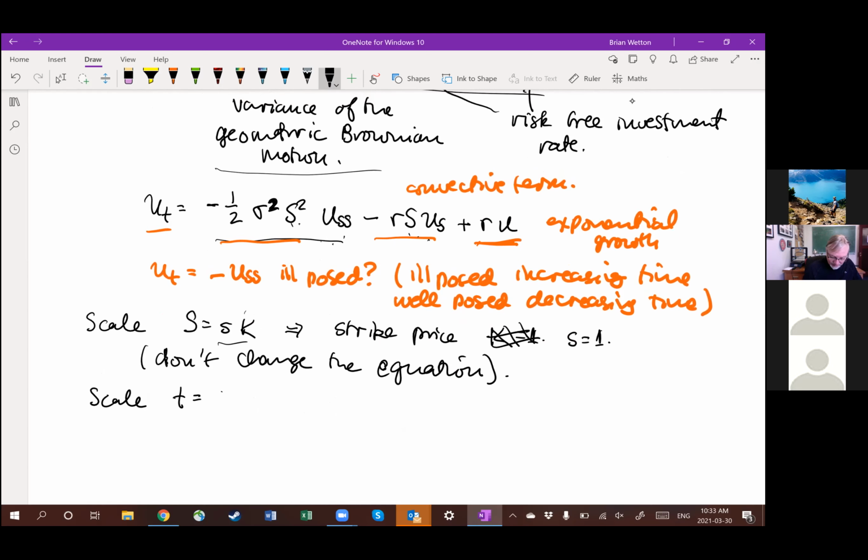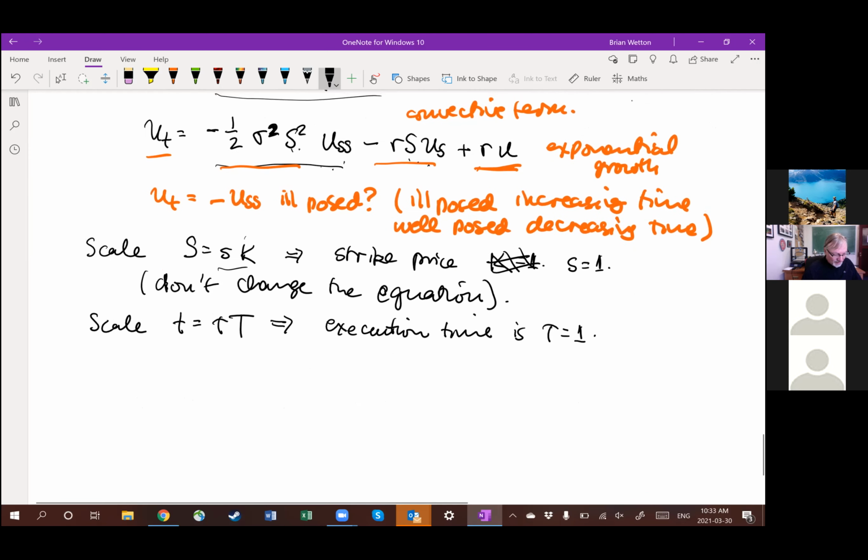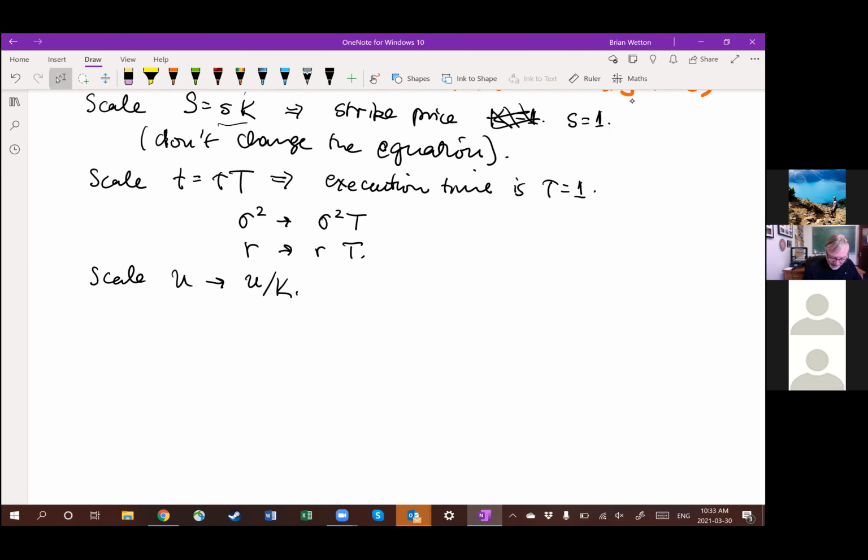time by the strike price or the execution time. So now I'm going to have the execution time tau is equal to 1. Right? And if I do that, then my sigma squared in the equation changes to sigma squared times t, and my r changes to r times t, right? And then I'm also going to scale u to u divided by k, right? And if I do that, I end up with the following problem.